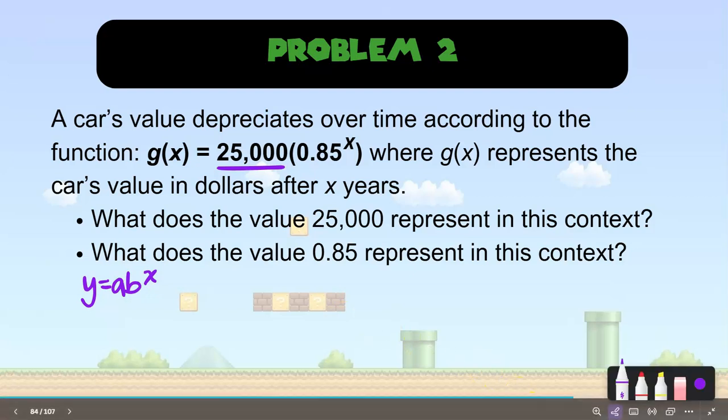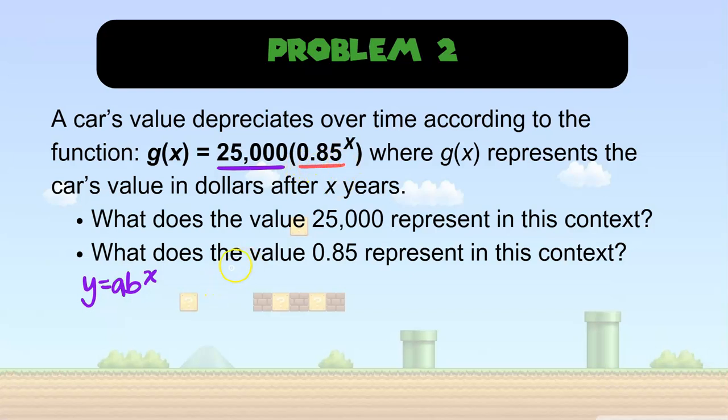Now when we look at the value of 0.85 and what it represents in this context, we see that it is in our b spot, and b represents growth or decay. It is our growth or decay factor. Because the value of the car is depreciating, or getting smaller, we know that this is decay.